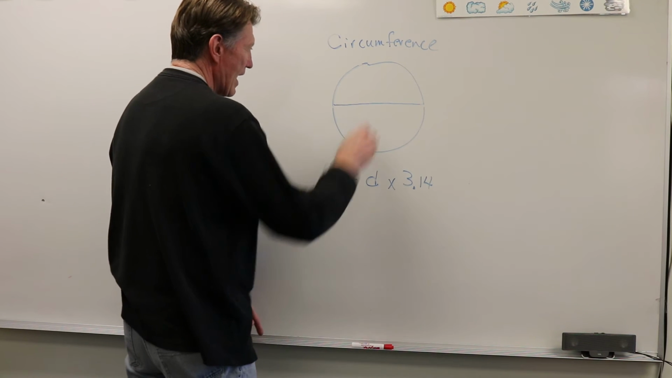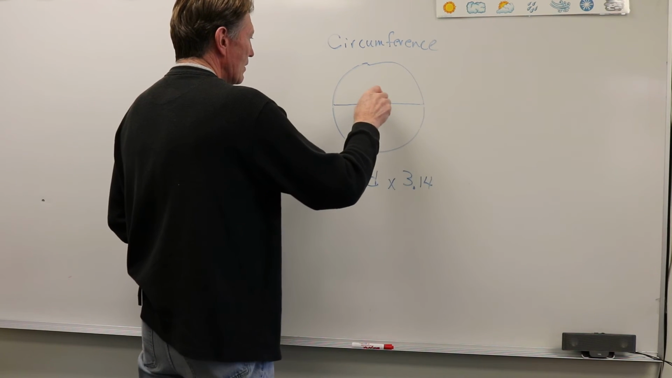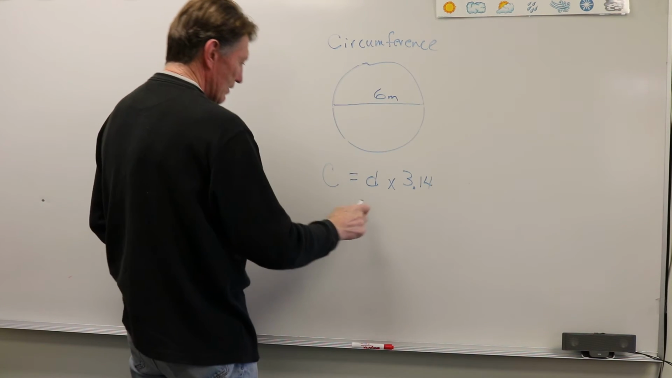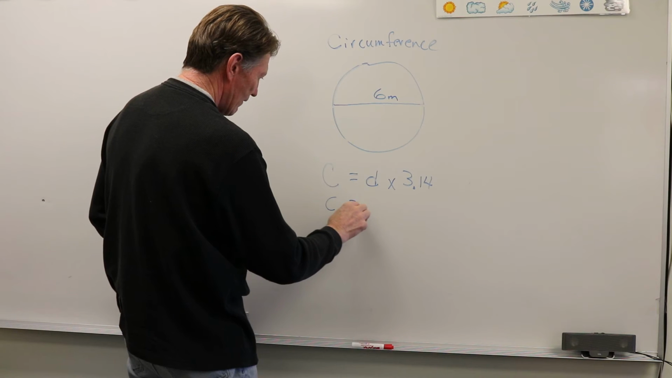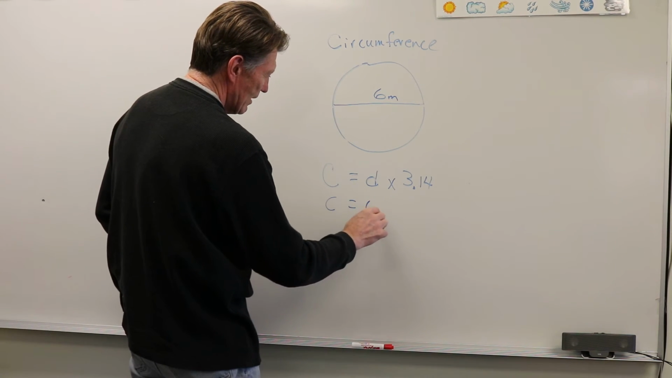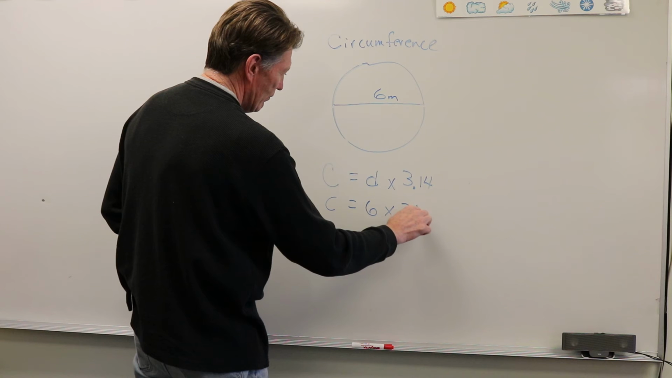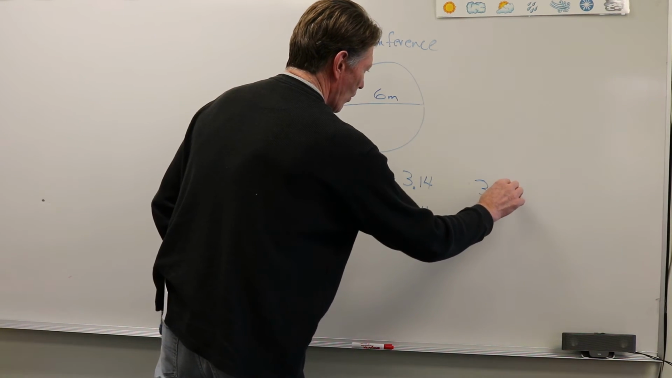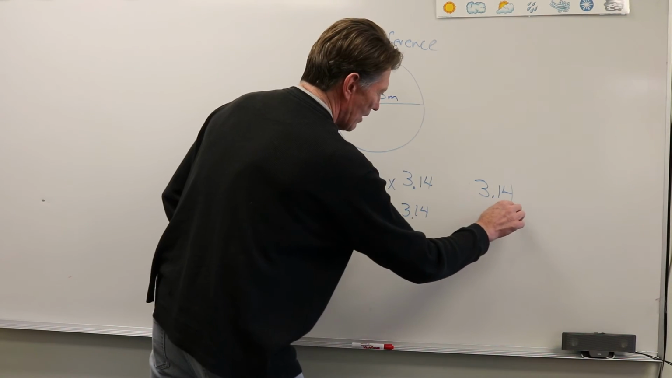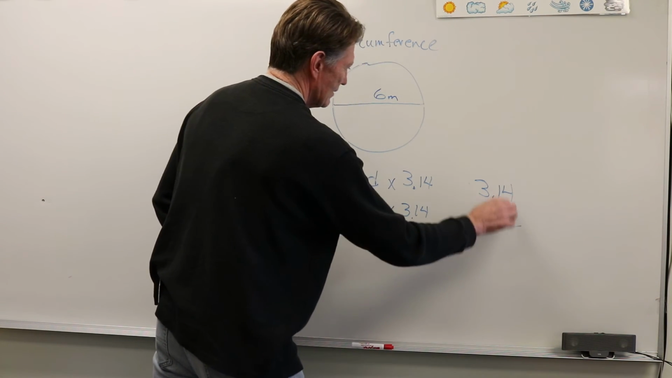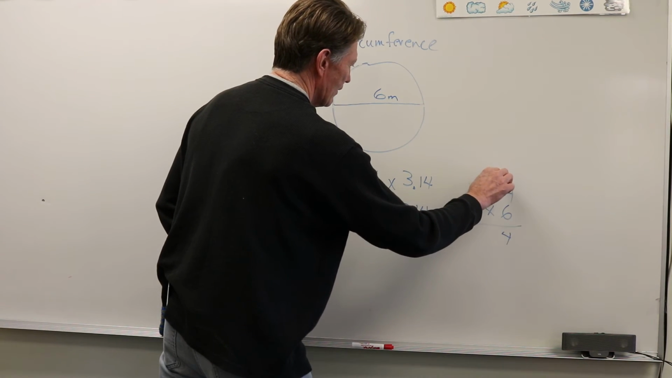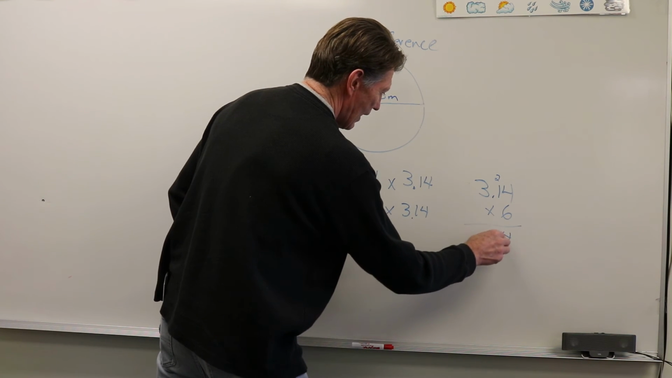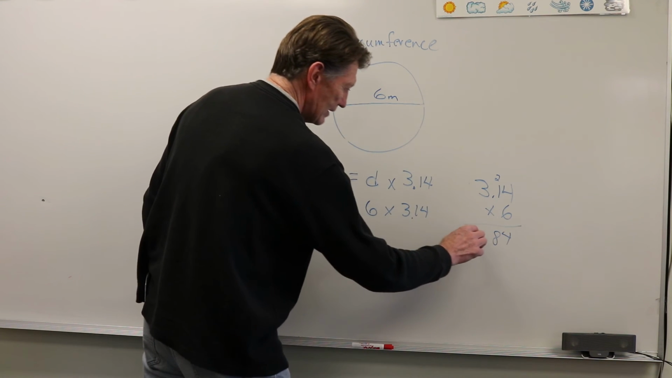And so if our diameter of the circle was 6 meters, then we would just have to replace this formula with the circumference equals 6 meters times 3.14. We can use a calculator, or we can use our basic math facts. 6 times 4 is 24. We'll carry that 2. 6 times 1 is 6, plus the 2, 8. And 6 times 3 is 18.